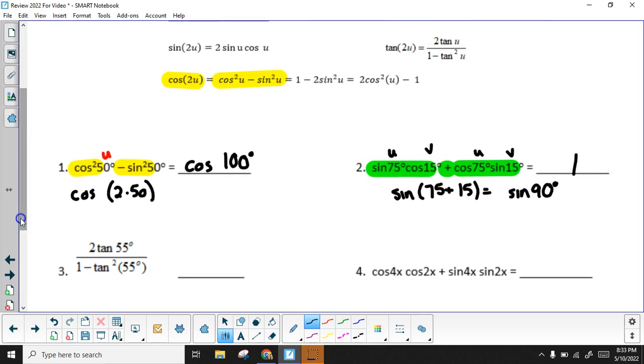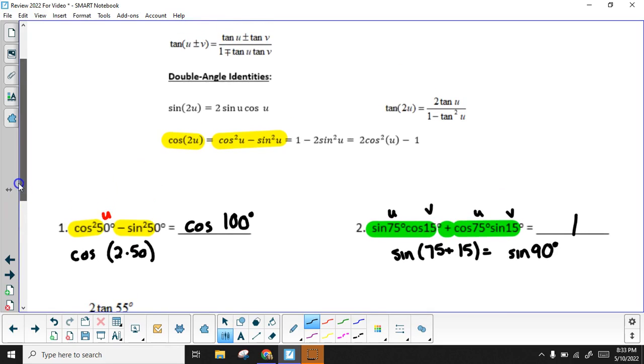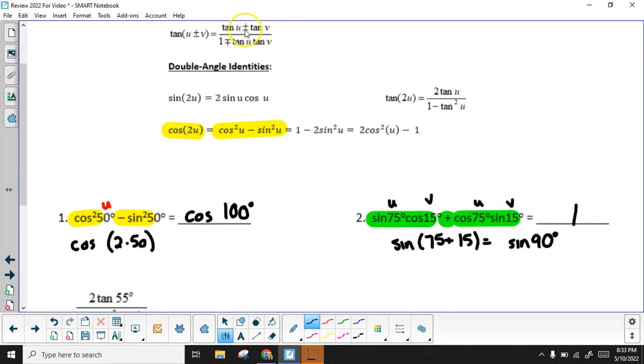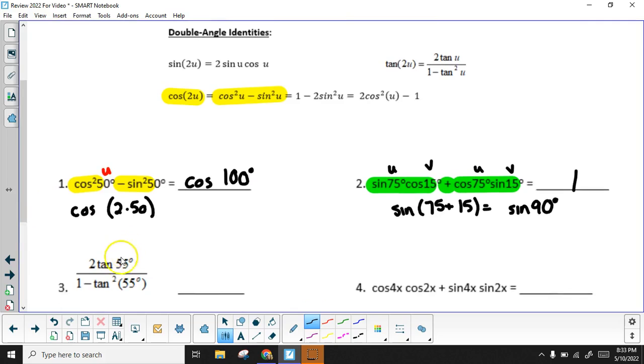For problem number 3, we have 2 tangent 55 over 1 minus tangent squared 55. Hopefully, it's obvious that this is going to be something to do with the tangent formula. So look at both of them right here. We've got the tangent formula here for the sum or difference, and here is a double angle. This looks like 2 tangent of 55 over 1 minus tangent squared 55, with 55 being our u. This 2 tangent u over 1 minus tangent squared u is clearly looking like this one right here, so it will be our tangent of 2u.